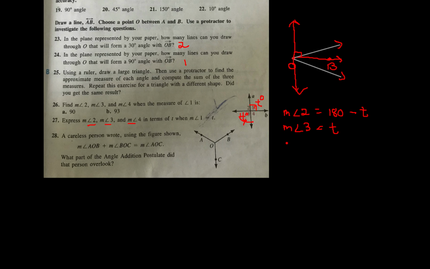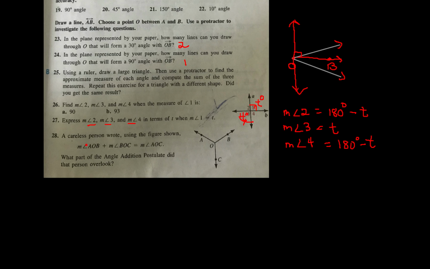All right, and the last one: the measure of angle 4 is going to be the same as the measure of angle 2 because they lie on the same line A. So 1 plus 4 have to equal 180 degrees. So 4 is going to be 180 degrees minus t. So that's a little tricky. It's probably something you haven't experienced before, writing things in terms of a variable.